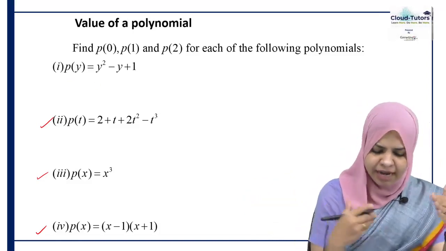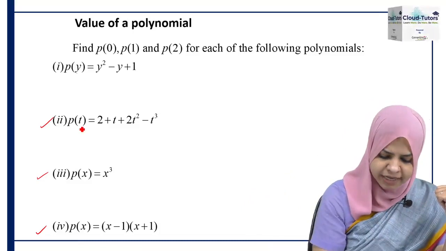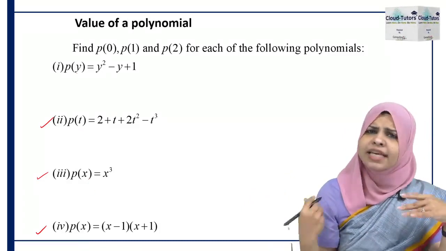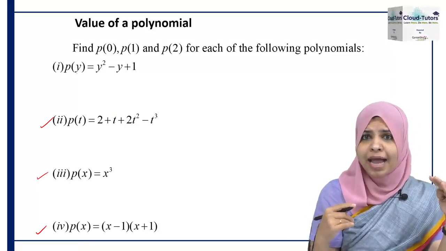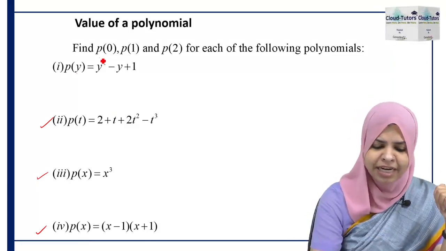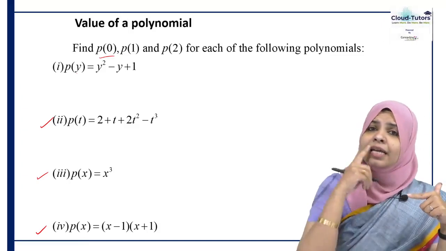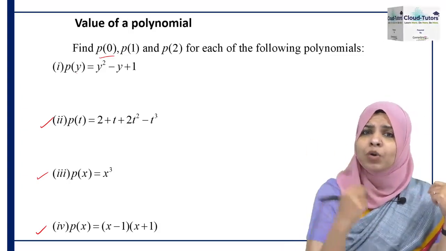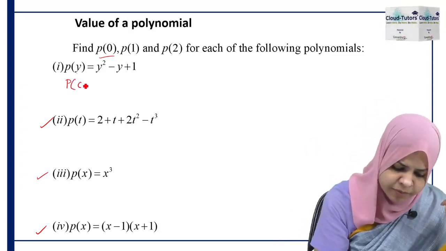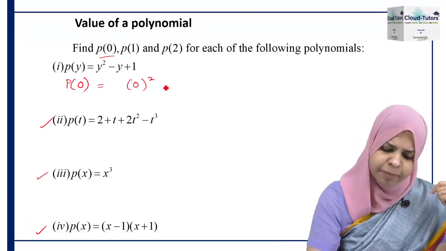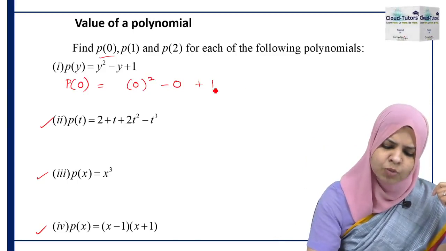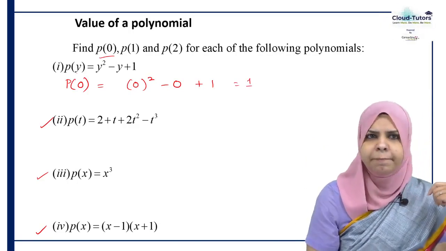Now, see here, I have used different variables, y, t, x and x. So yes, it can be anything. When you say here, they are not saying at x equal to 0. They have just said p of 0. What does it mean? Now, in this case, y will be equal to 0. That is what it means. What is p of 0? 0 square minus 0 plus 1. So this is 1, right?